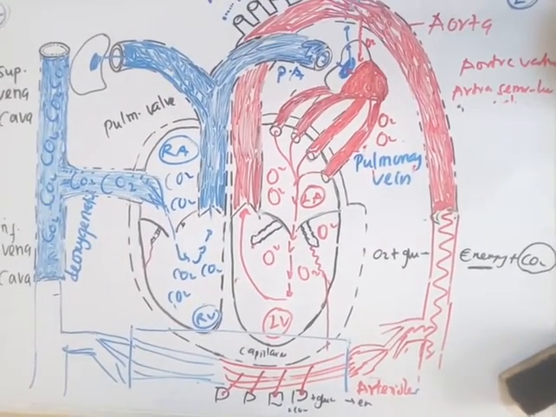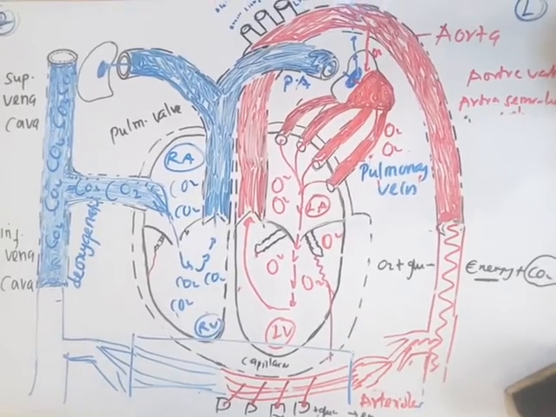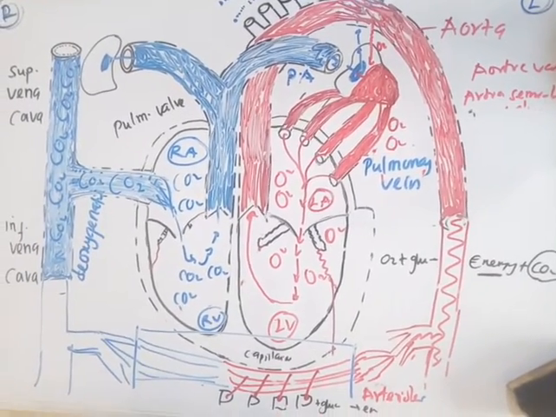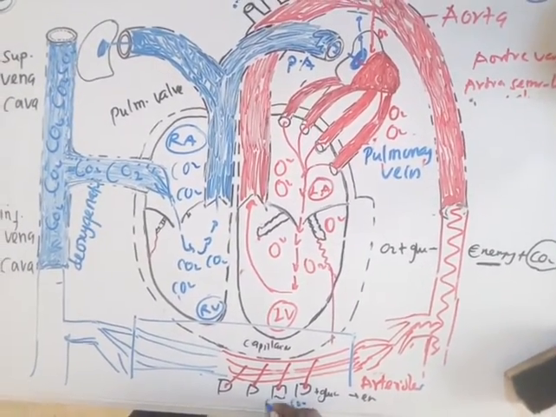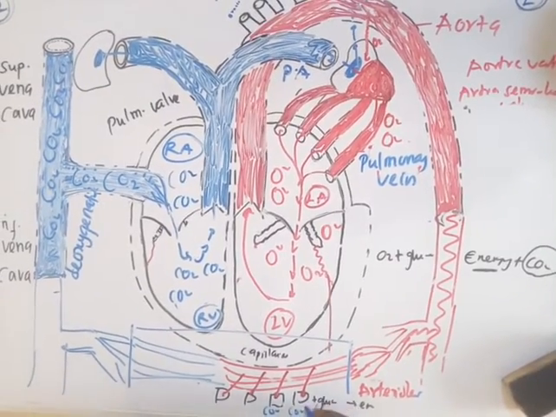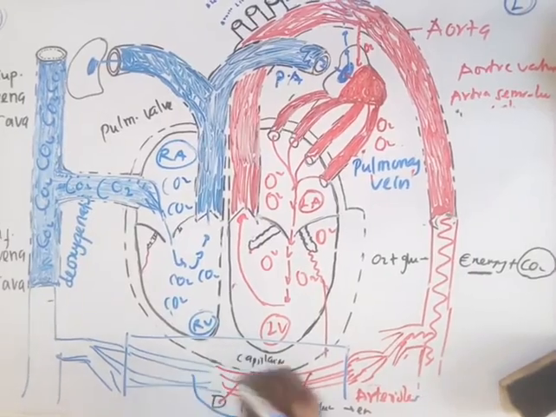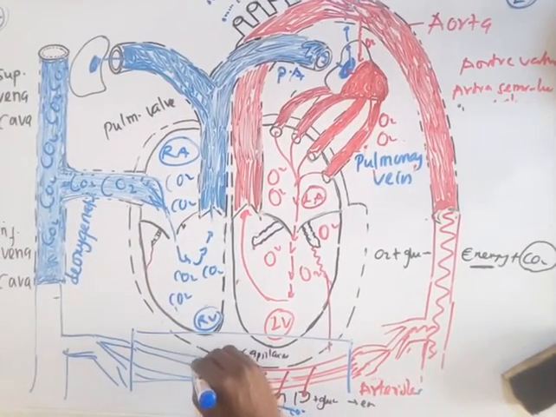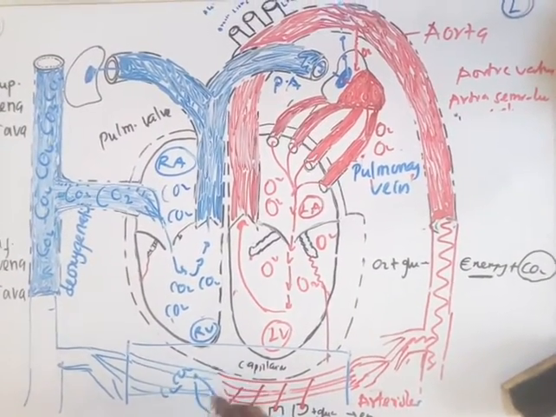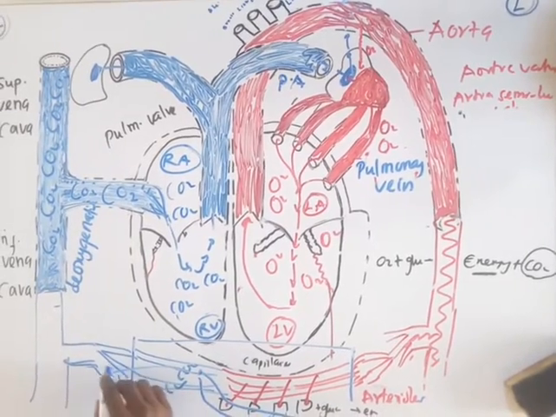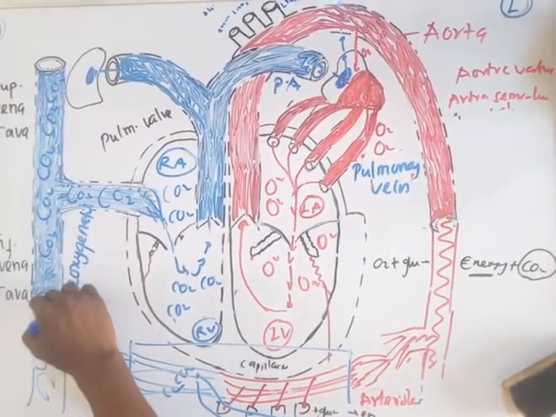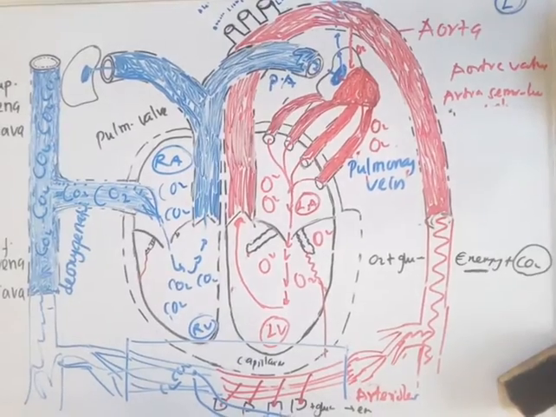But CO2 is very toxic to the human body, which is why humans breathe out CO2. The CO2 byproduct will diffuse back into the venules. We have CO2 here, which goes through the small and medium size veins into the large veins, and goes back.